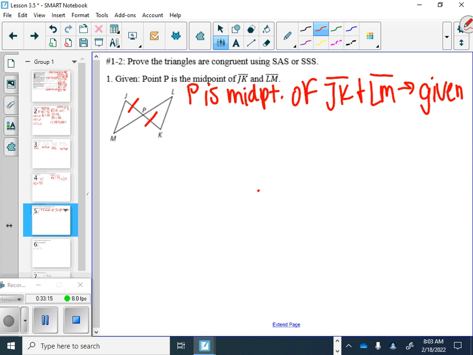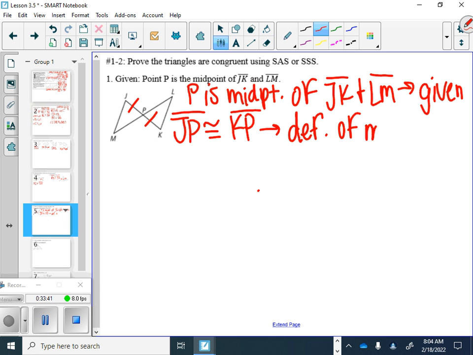Okay, so that's the next thing I'm going to say. JP is congruent to what? KP. So JP and KP are congruent to each other. And how do I know that? We're just going to say definition of midpoint. By the definition of midpoint, I can say that those two segments are congruent to each other. Okay, so I've got a side. Good start. We're getting somewhere.